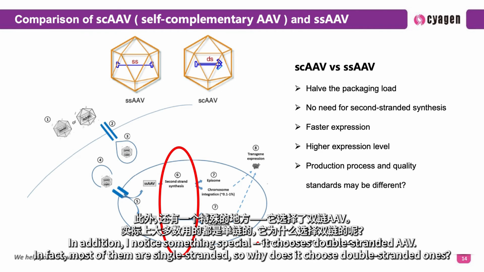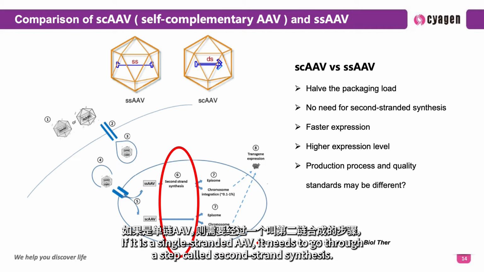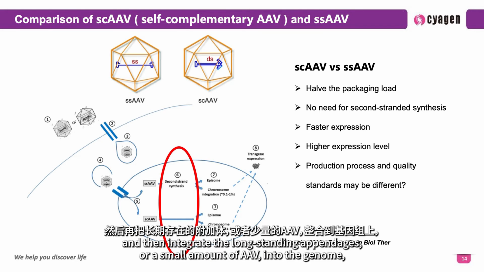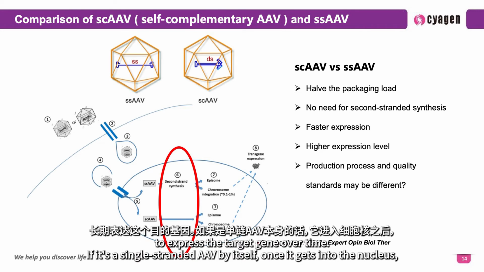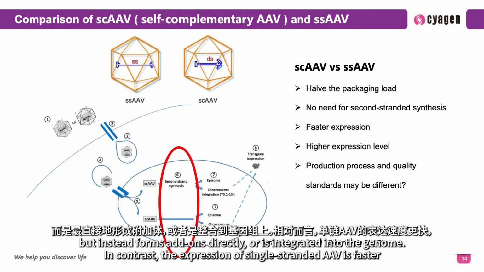In addition, I notice something special: it chooses double-stranded AAV. In fact, most of them are single-stranded, so why does it choose double-stranded ones? Whether single-stranded or double-stranded, AAV infects the cell and releases the genome into the nucleus. If it is a single-stranded AAV, it needs to go through a step called second-strand synthesis, and then integrate the long-standing appendages, or a small amount of AAV, into the genome, to express the target gene over time. If it's a double-stranded AAV, once it gets into the nucleus, it does not require the step of second-strand synthesis, but instead forms add-ons directly, or is integrated into the genome.